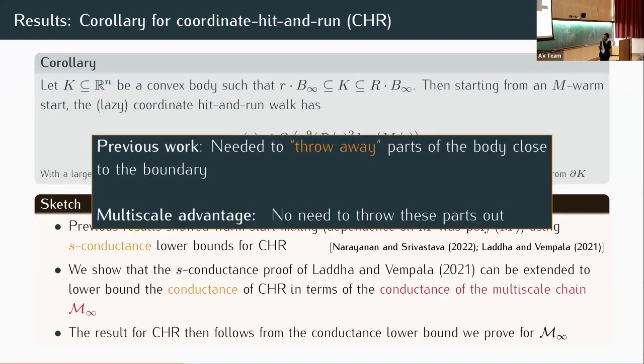In one line, the reason everything helps here is that this previous work, this S-conductance and so on, which I'll come to, needed to throw away parts of the body. Which parts? Close to the boundary. Some parts near the boundary had to be thrown away to do the analysis. This comes at a cost, and the cost is really that you need a warm start. The main thing the multi-scale walk achieves is that it does not need to throw away things close to the boundary. That's where the advantage comes from.